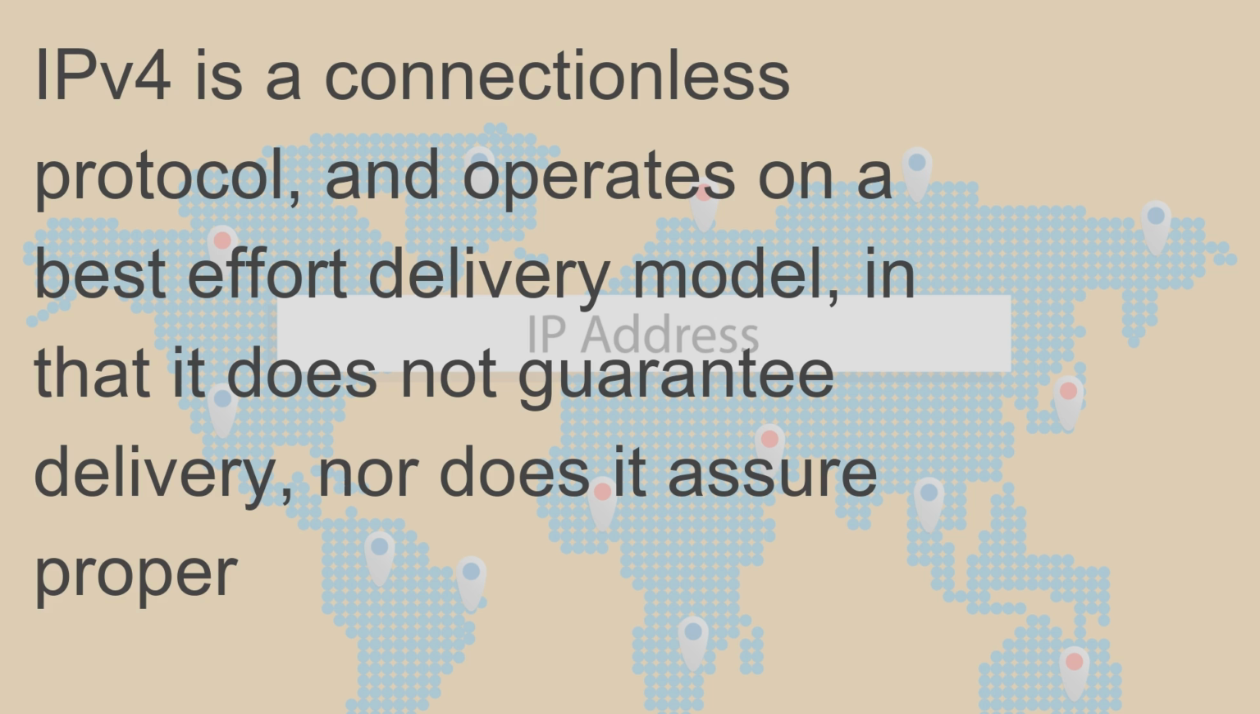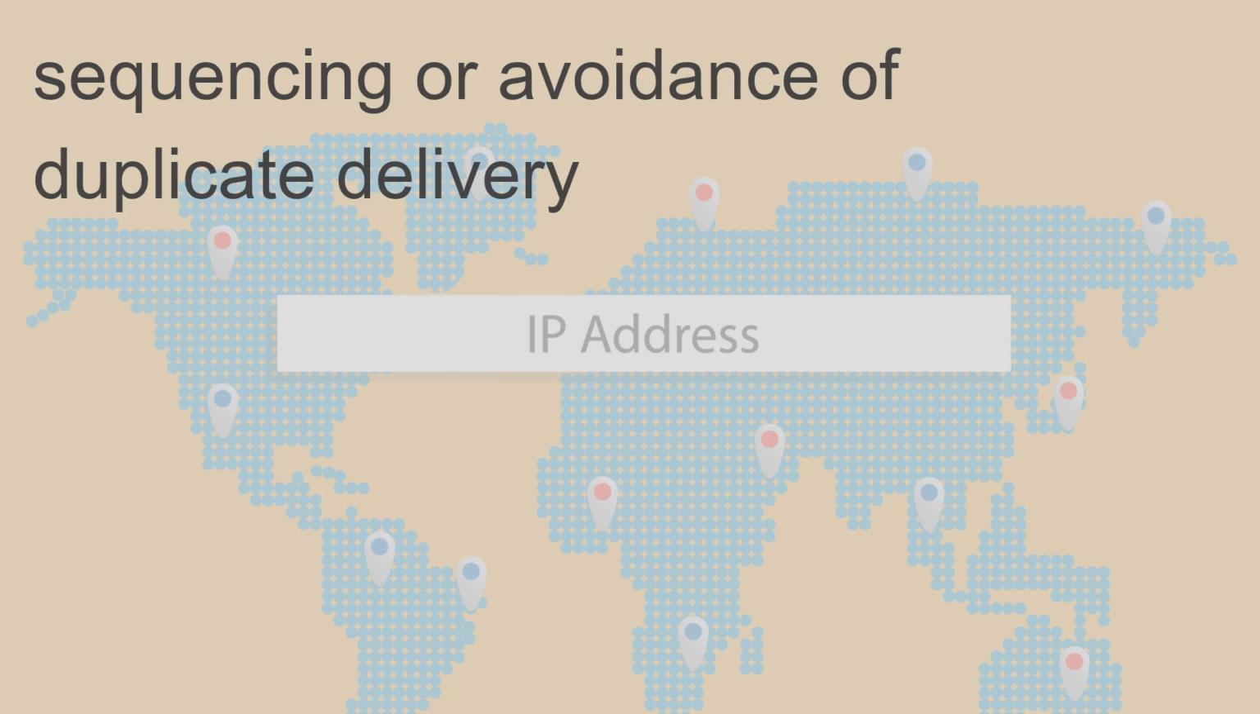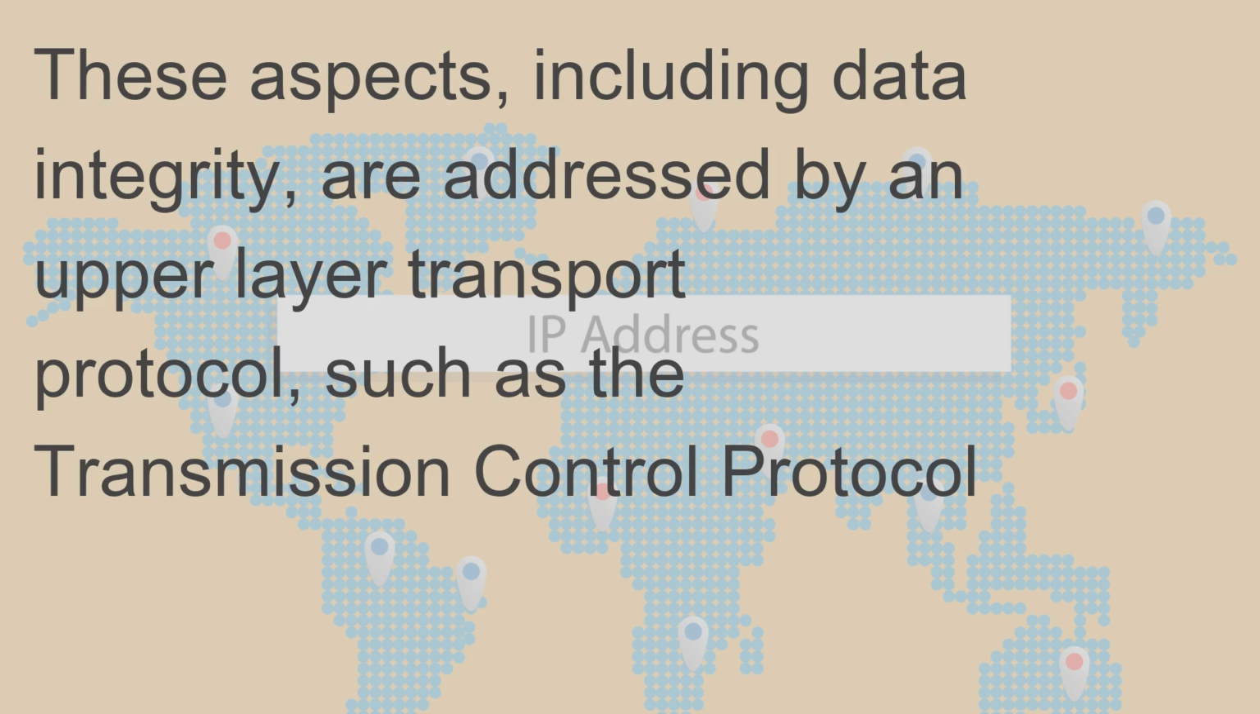IPv4 is a connectionless protocol and operates on a best effort delivery model, in that it does not guarantee delivery, nor does it assure proper sequencing or avoidance of duplicate delivery. These aspects, including data integrity, are addressed by an upper-layer transport protocol, such as the Transmission Control Protocol.